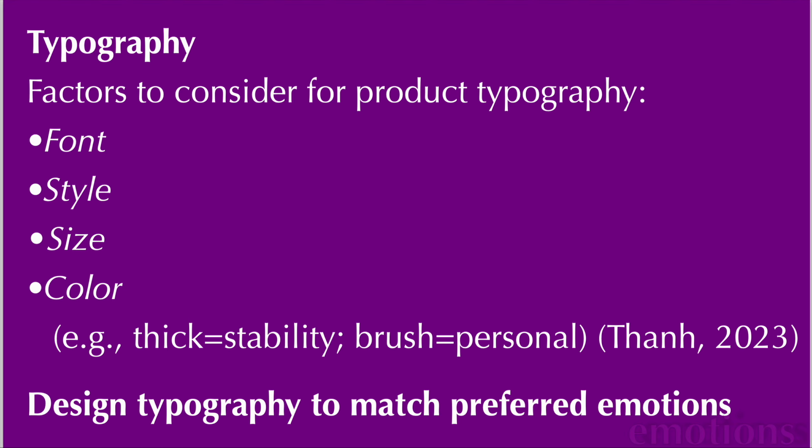Typography. Some factors to consider for your product typography: the font you choose, the style, whether bolding, italicized, etc., the size of the font, and the color. For example, some things you can think about if you saw them on a website or a product. If the typography is thick, it implies stability in that product. If the typography has a brush look, like a paintbrush, it makes it more personal than the type of font that you're seeing in front of you right now. From this, you want to design your typography to match the preferred emotions you want to have related to your product.